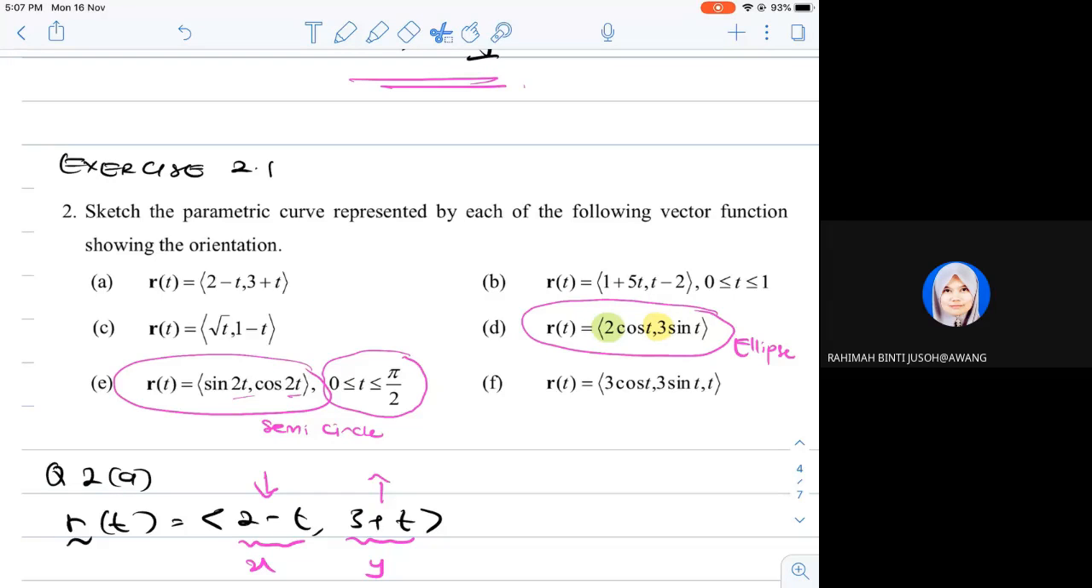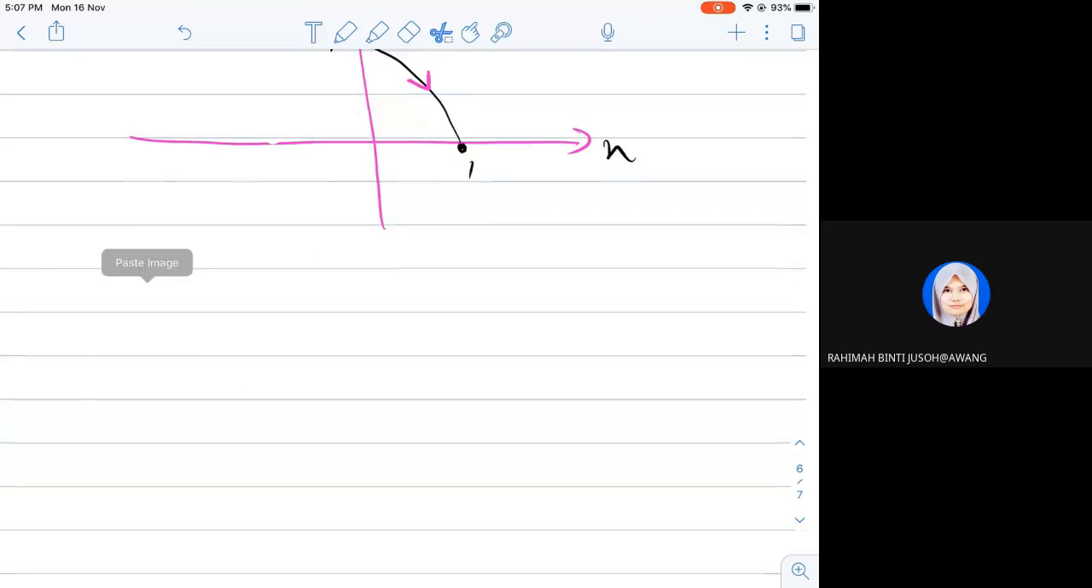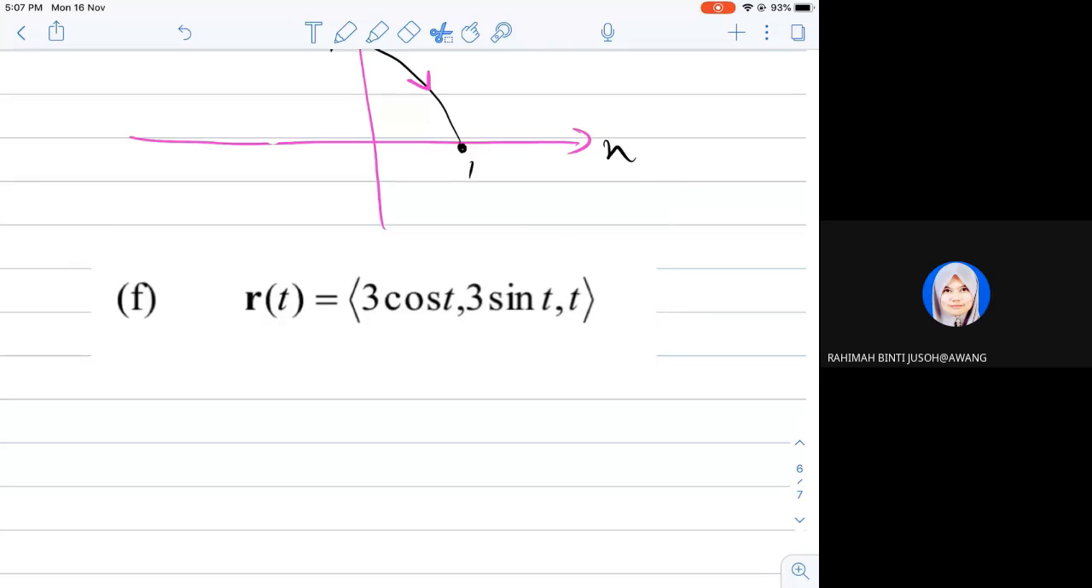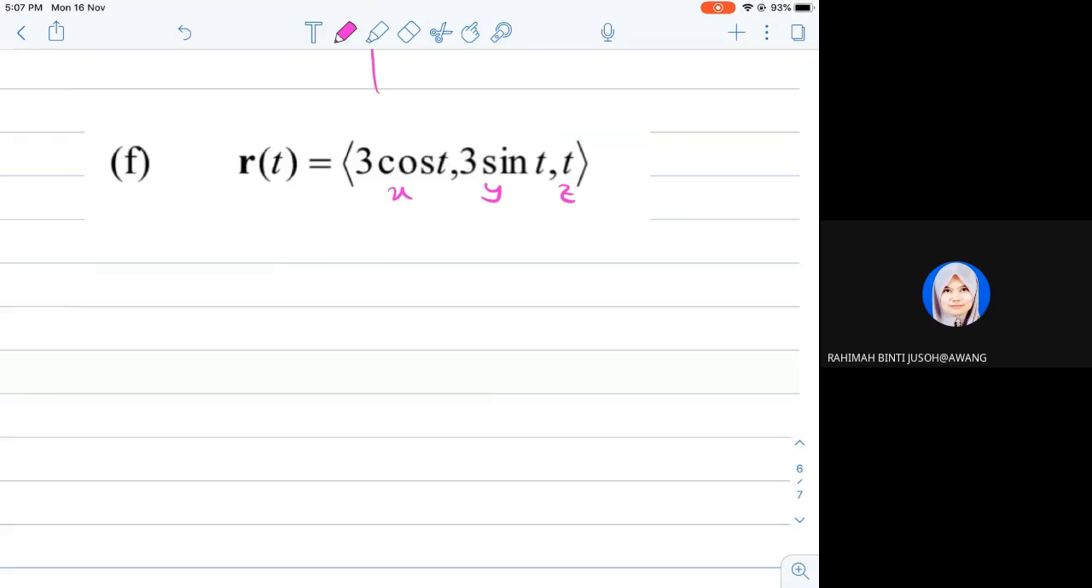Okay, now question F. Jom kita buat question F ni, dia menarik sikit. So question 2F. Okay, if you notice here, kalau dua ni saja, this is your X, this is your Y, this is your Z. If we don't have Z equals to T, then we can get a circle. However, we have Z equals to T. Okay, Z equals to T means this is your height, ketinggian.